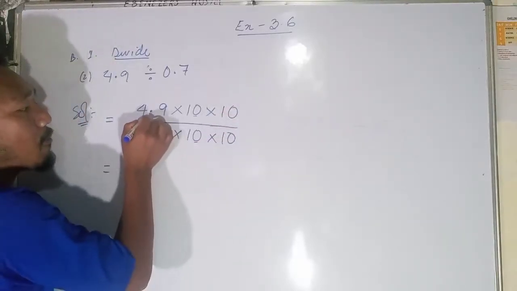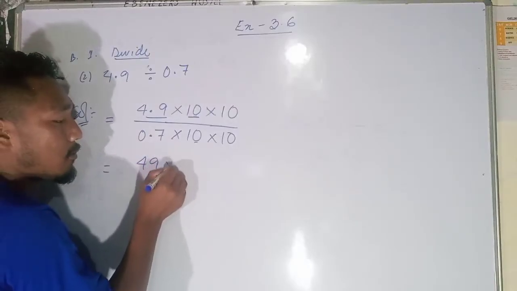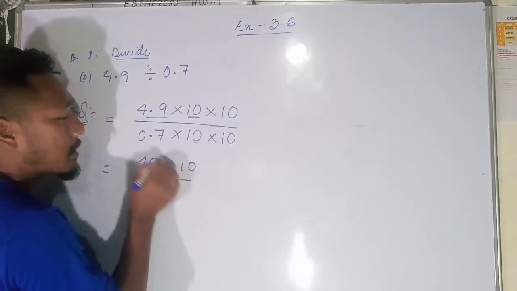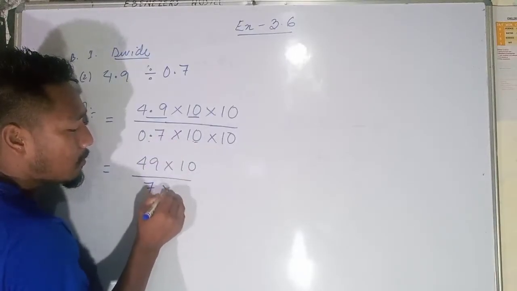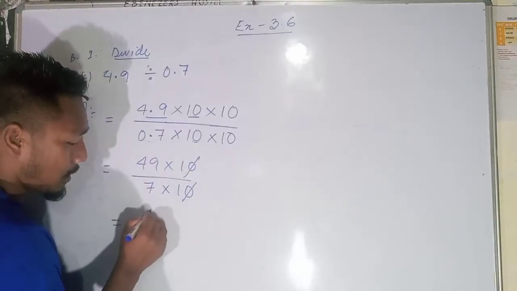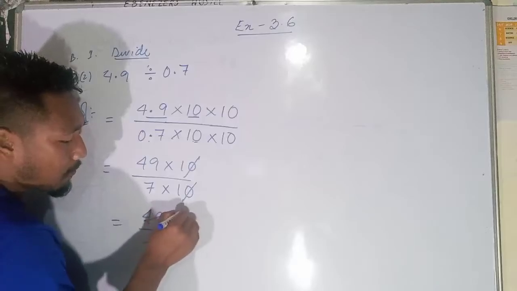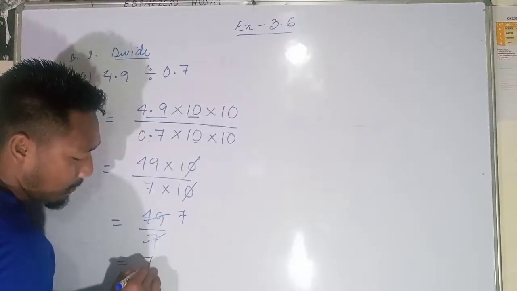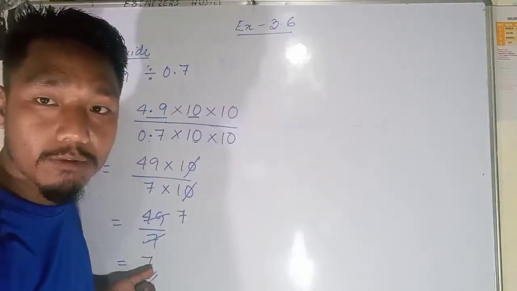So now you see 4.9 into 10 will become 49. Divided by 0.7 into 10 will become 7. This 10 and 10 will be cancelled. So what is it? 49 by 7. So we know that 7 sevens are 49. What is your answer? 7. If you divide it, your answer is 7.